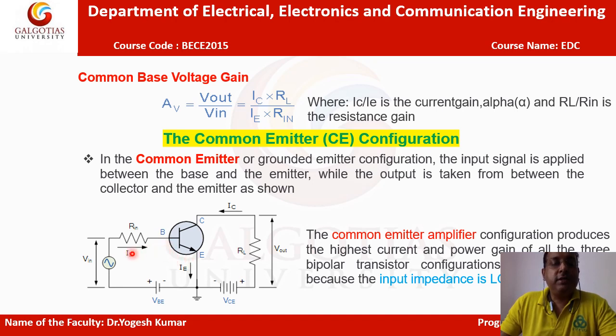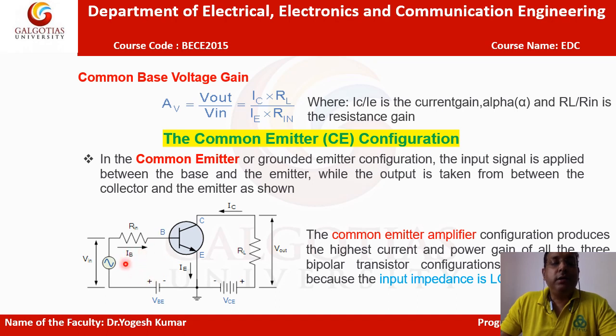Here we can say the input supply is connected through a resistor between the base and emitter, and the output is taken across RL between the collector and emitter. So here we can see the emitter is common to both input as well as output. That's why it is called a common emitter configuration. Now let's have a look.